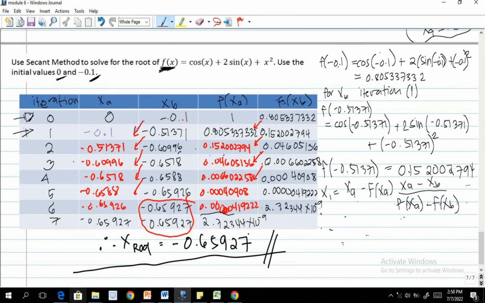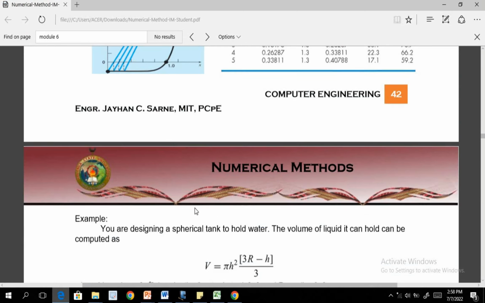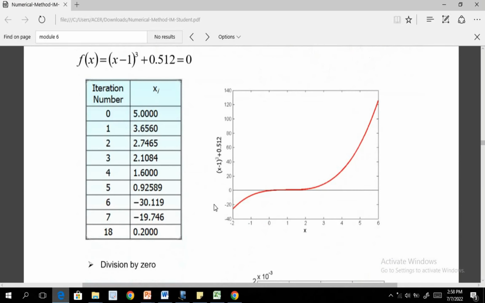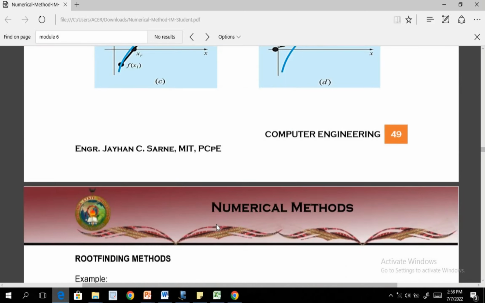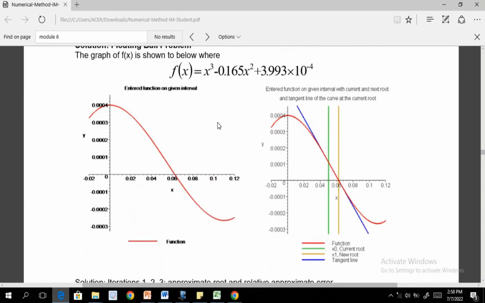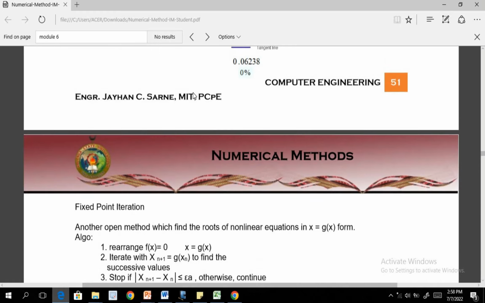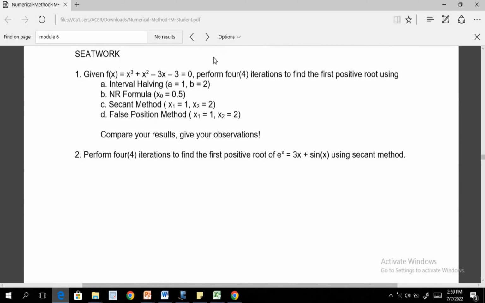Okay? Try to use these four methods as I have discussed in answering your activity in Module 6. Nasa last page po siya sa may activity ng inyong Module 6. Let me find that one. Okay, this one. This will be your activity.